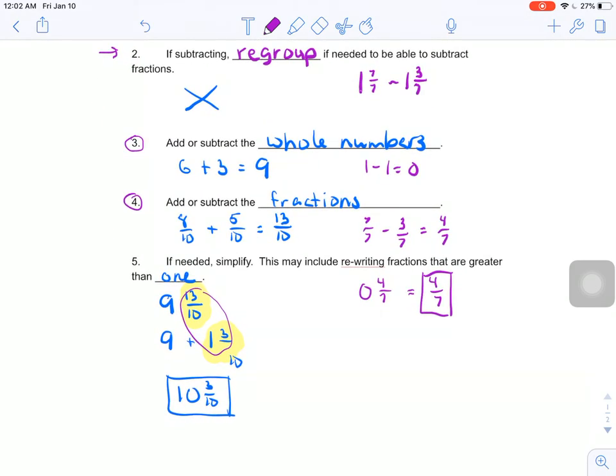So now you are going to work on your U-try to see how you do with this.